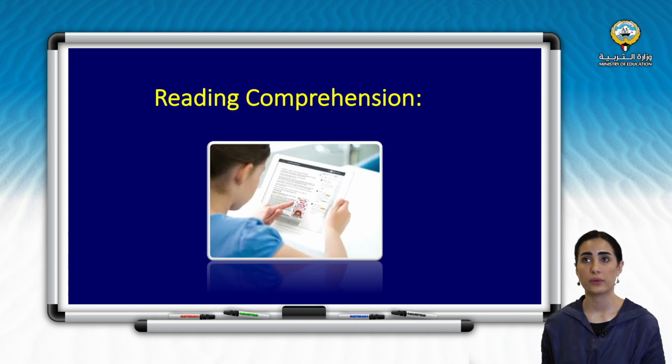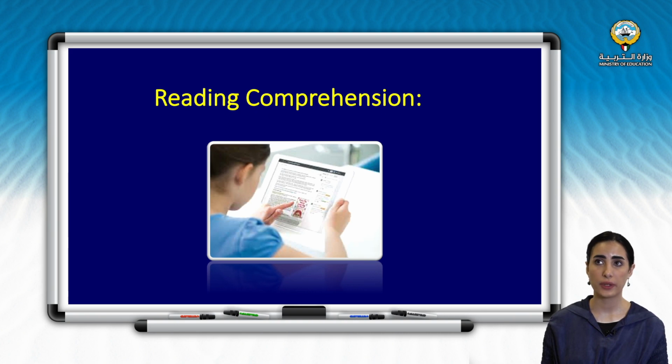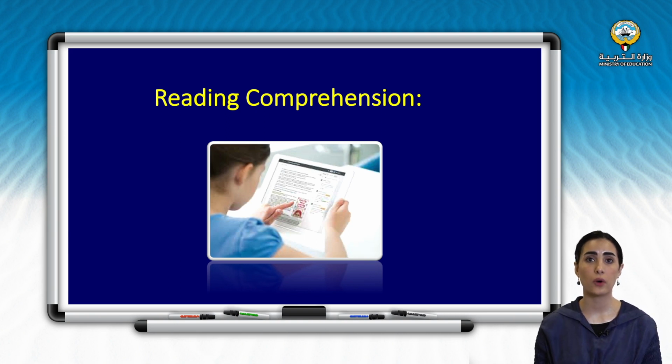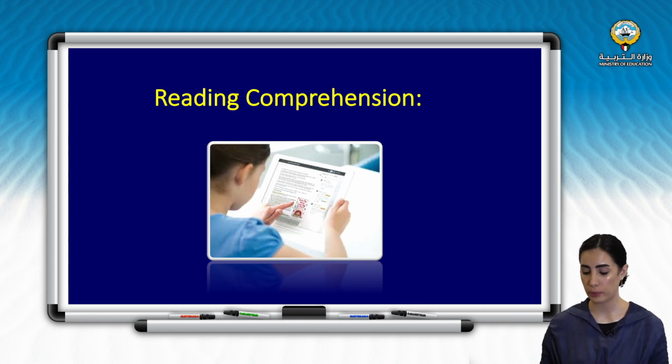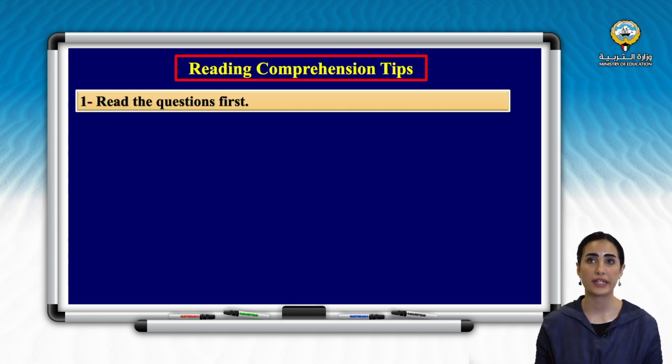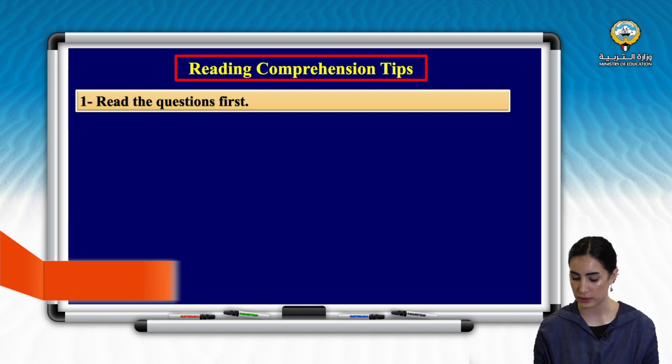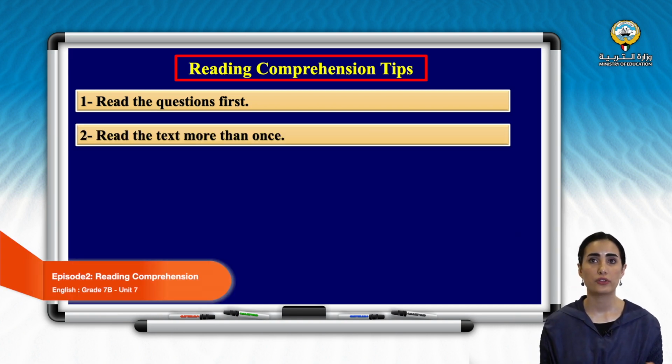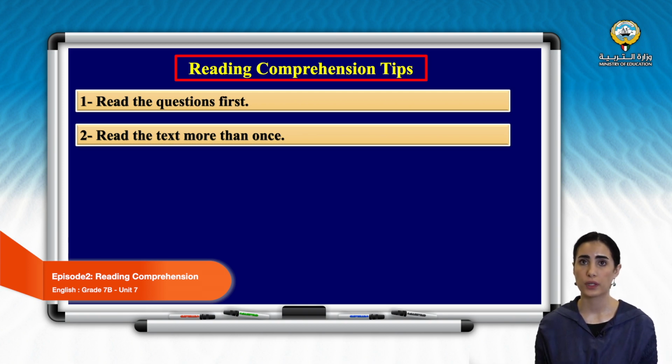Now we're going to begin reading comprehension. Before we read, we have several tips. We went over them in the first course, but we're going to go over them again because they are very important. Number one, read the questions first, before you read the text. It's very important. Number two, don't forget to read the text more than once so you can understand even more details.